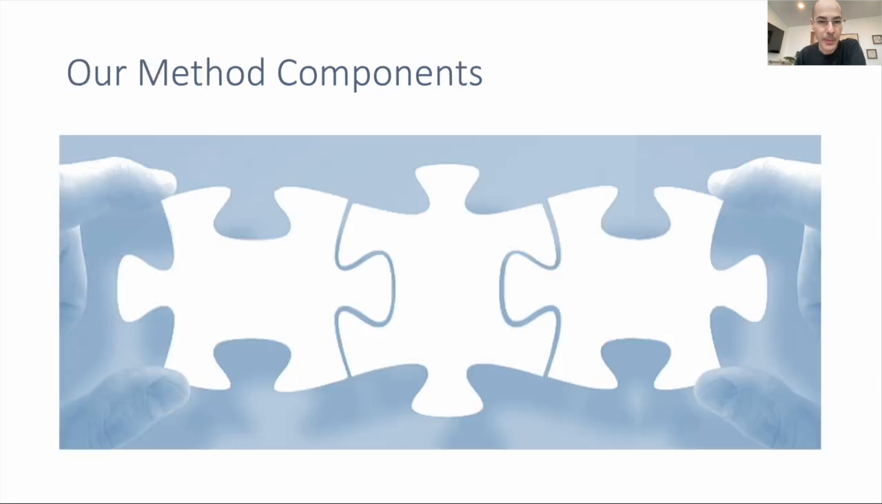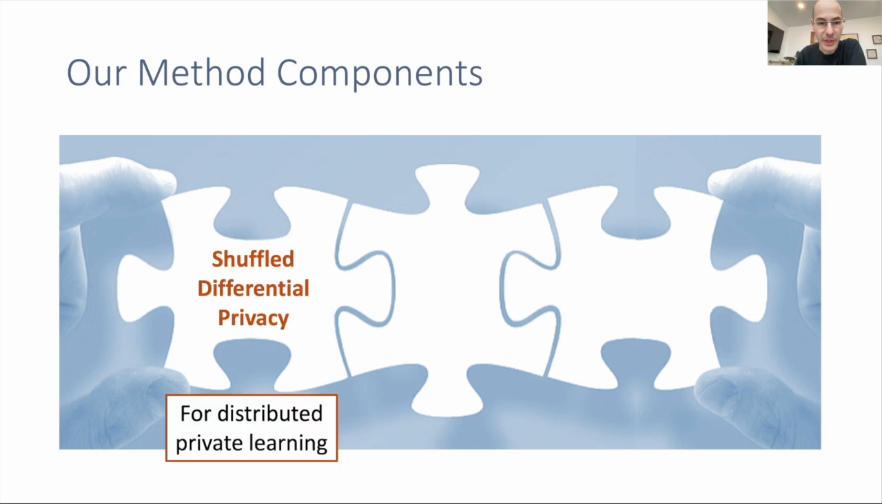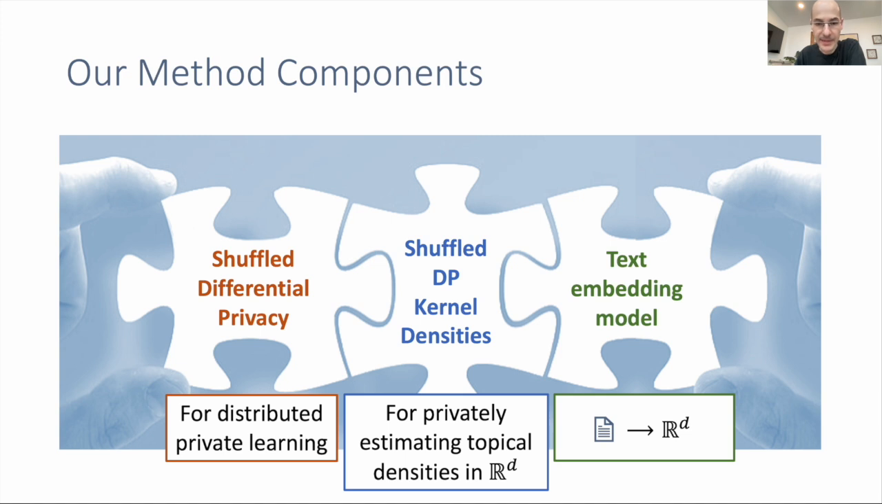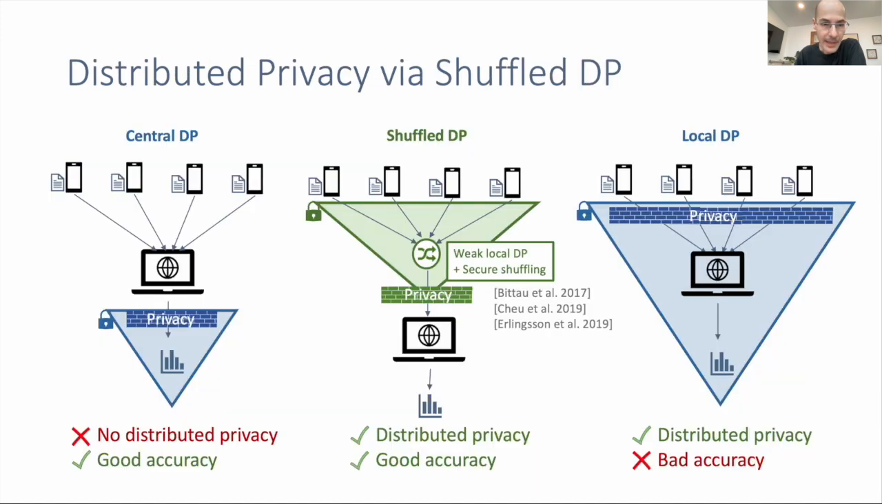So the components that we are going to use to solve this are the shuffled model of differential privacy, deep learning text embeddings models, and kernel densities in the Shuffled DP model. Let's start with Shuffled DP. It is a model for private distributed learning, which has been recently proposed as an intermediate model between the two classical models of differential privacy, the central one and the local one. The highlight is that it offers a strong notion of distributed privacy, also with good accuracy.